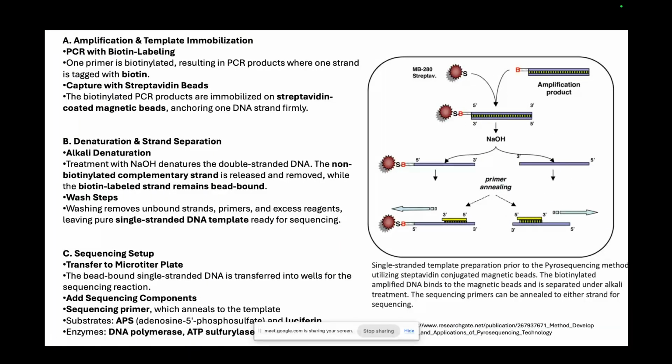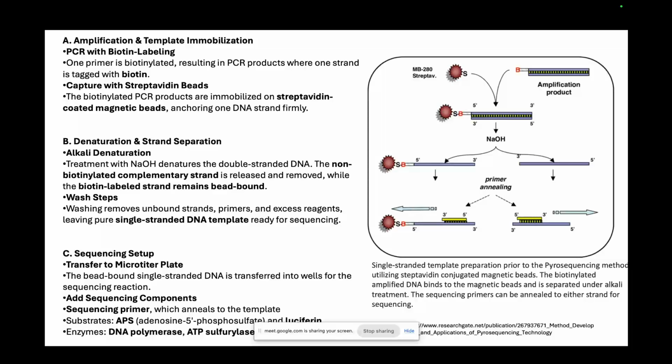The next step after you have the biotin-related DNA, which has been captured by the streptavidin beads, would be to denature this double-stranded DNA into single-stranded DNA, right? So you use alkaline denaturation, an alkali like sodium hydroxide, NaOH, to denature the double-stranded DNA into single-stranded DNA. What happens is the non-biotin-related complementary strand is released and removed, while the biotin-labeled strand will remain bead-bound.